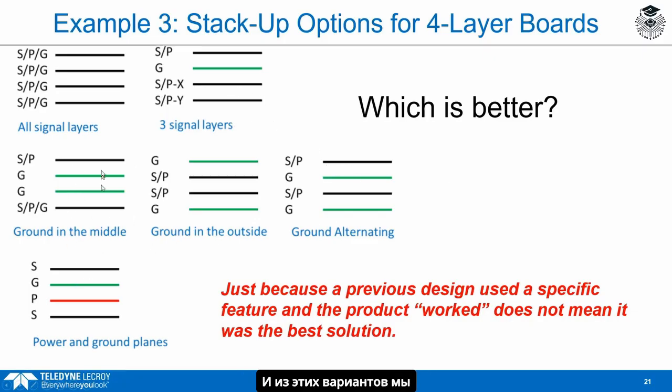And of these options, we're going to compare these two. We're going to look at the case where we have 2 return planes that are the same voltage. In this case, we're going to peg them low at ground planes.